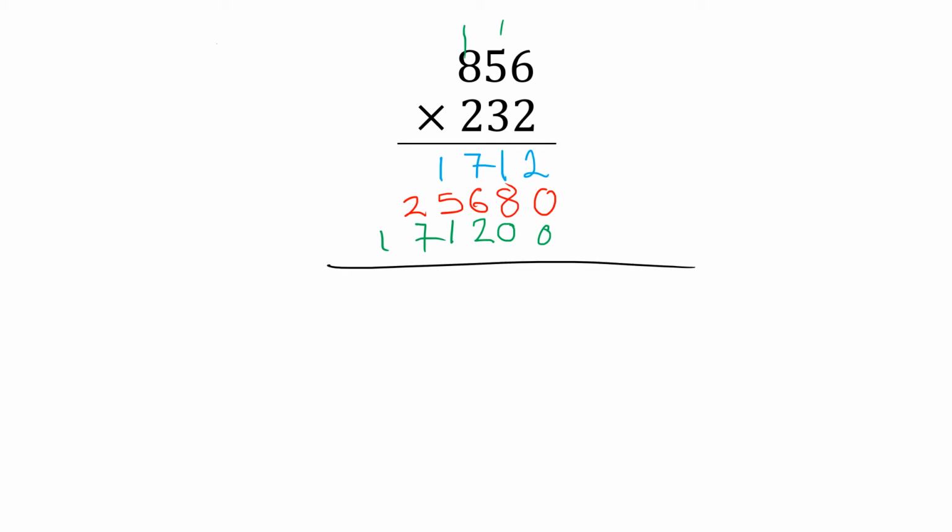Now that we're done, let's add them all up. We should get 2, 1 and 8 is 9, 7 plus 2 is 9, 9 plus 6 is 15. Carry your 1. 1 plus 1 is 2, 2 plus 5 is 7, 7 plus 1 is 8, 7 plus 2 is 9, and 1. So 198,592.